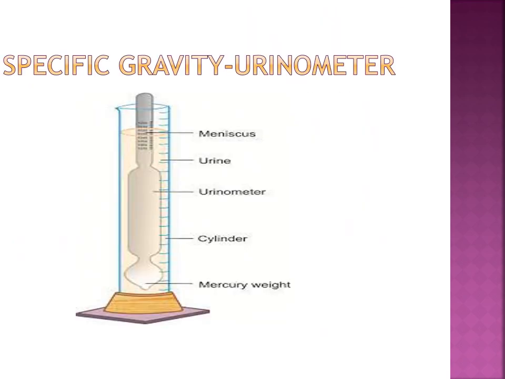Here you can see this urinometer. It is dipped in a measuring cylinder. Urine is taken in the measuring cylinder and it is dipped in that, and do not allow the urinometer to touch the borders of the measuring cylinder. Then you can take the reading and apply the correction factor, and then you will come to know the final specific gravity.